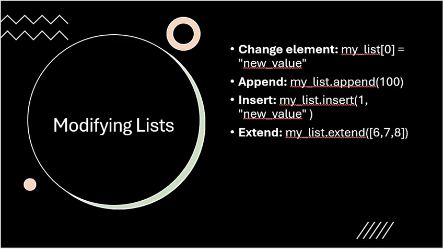Now we'll talk about modifying lists. Inside the list, values can be changed by using indexing. Also, we can append at the last. Append means adding a value at the end. We can also insert at any index. We can do this by using the insert method. We can also join two lists by using the extend method.